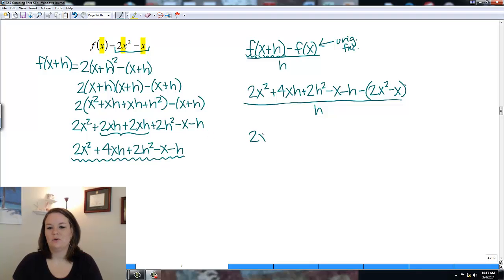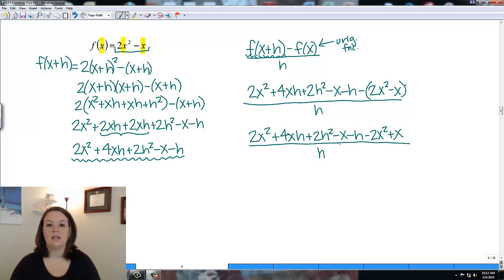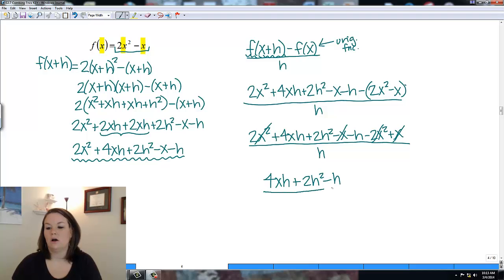So I have 2x squared plus 4xh plus 2h squared minus x minus h minus 2x squared, when I distribute that negative, plus x all over h. Okay, and then I just reduce my common terms. So 2x squared and negative 2x squared combine to 0, negative x and positive x combine to 0, which leaves me with 4xh plus 2h squared minus h all over h.